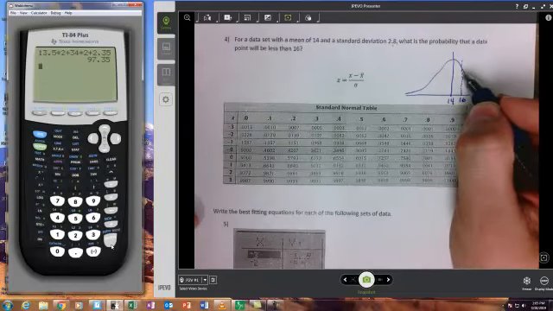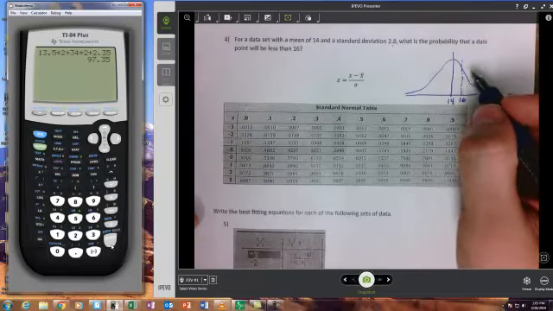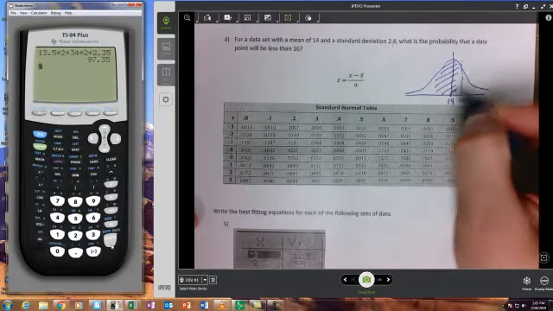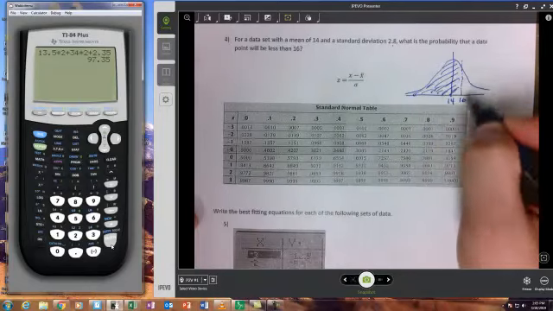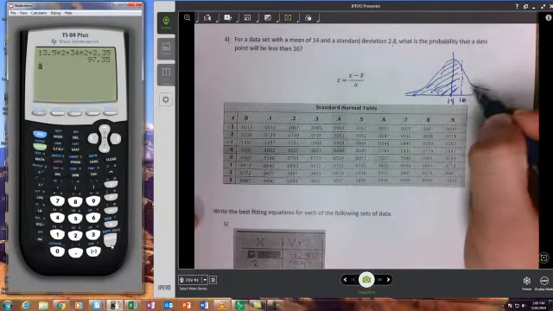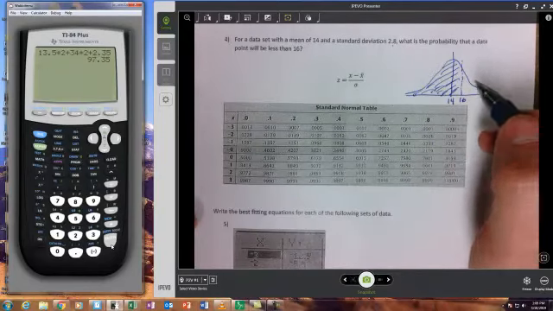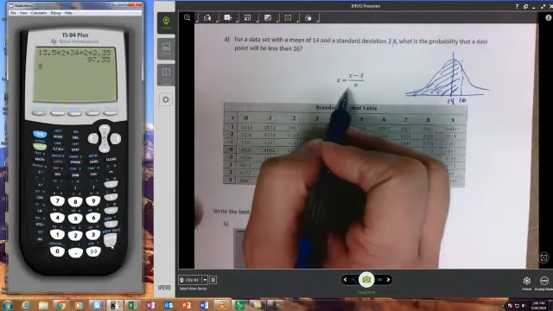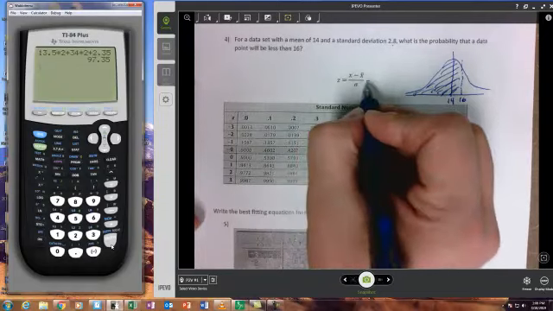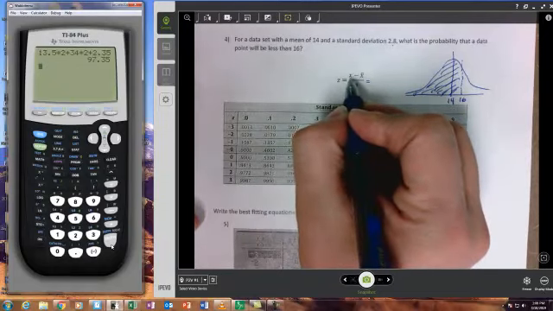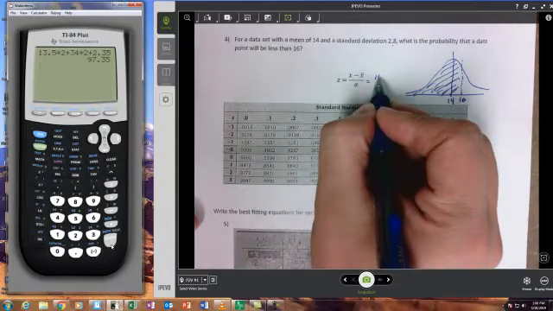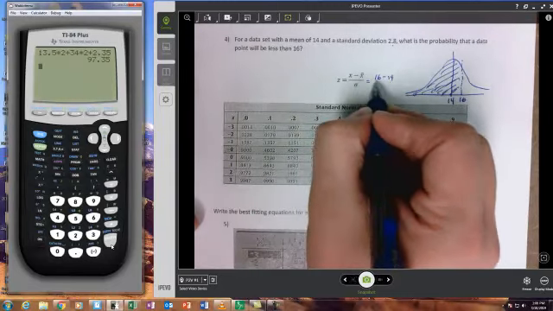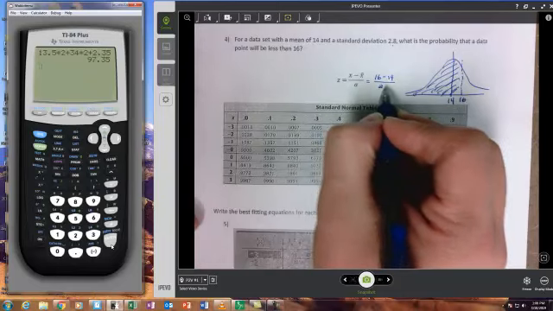We're being asked what's the probability that a data point will be less than 16. Now less than means to the left. Okay. So I want to know what's the probability of being over here. Well, to do this correctly, I'm going to have to use the z-score, which is just this formula right here. I'm going to have to use it for 16. The first number in the formula is the point of interest minus the mean, which is 14, and divide that by the standard deviation of 2.8.